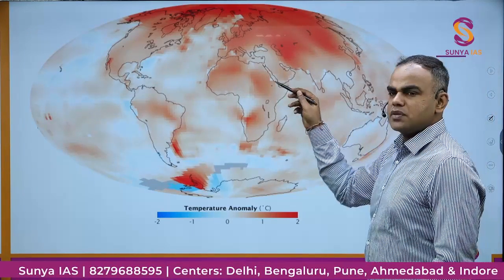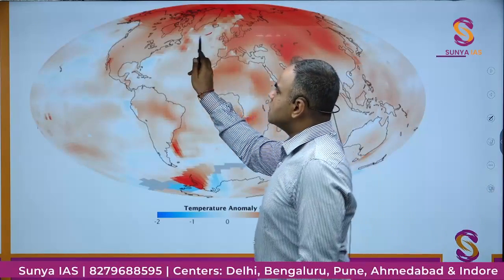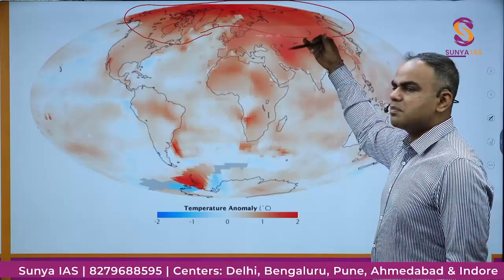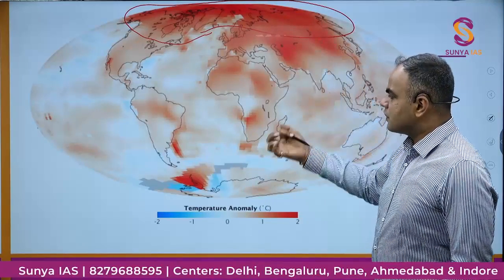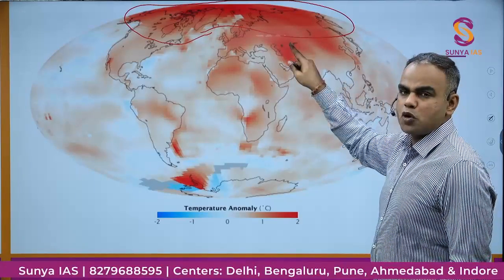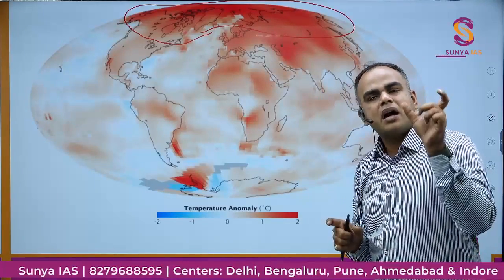This is the part. So if you see the image, redder portions or more red portions are seen specifically in the Arctic part or in the polar regions, right? While overall every portion is red, this part is more red. This is the concept of Arctic amplification.